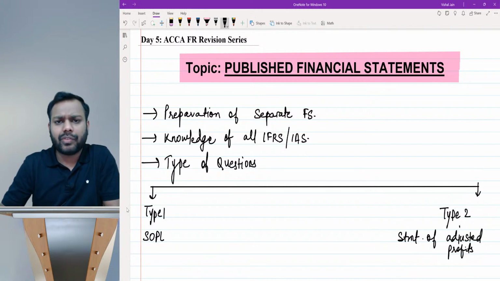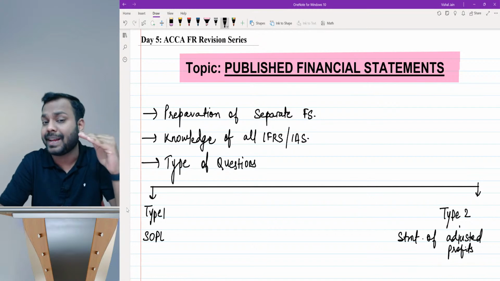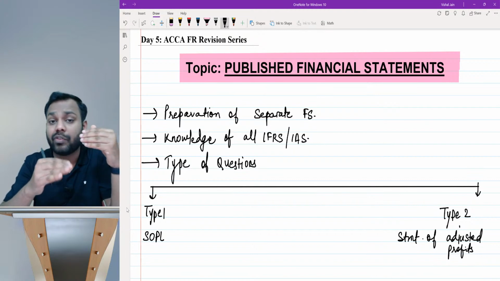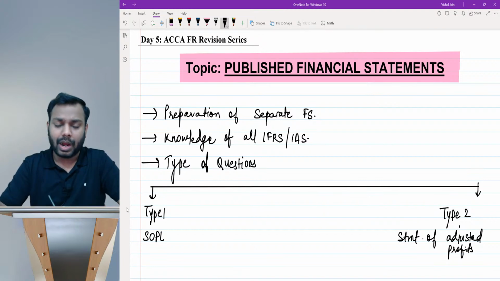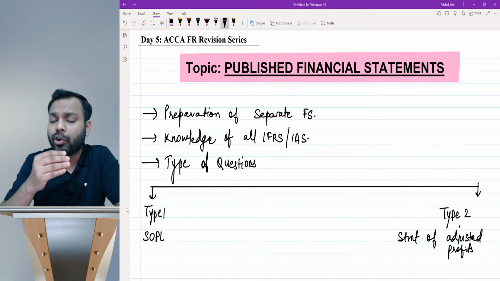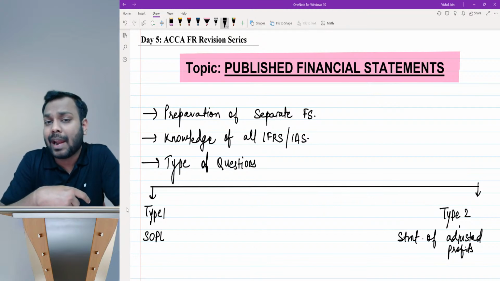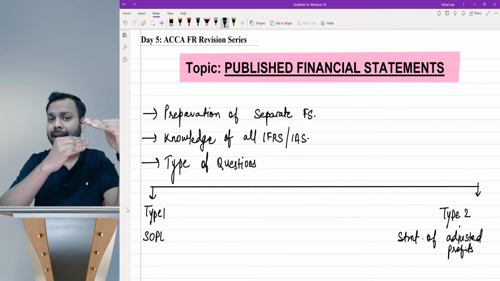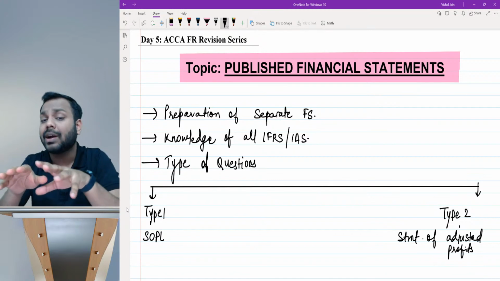In type 1, the question will ask you to prepare the complete SOPL, that is the revenue, cost of sales, gross profit, operating expenses, and then profit from operations. Then you have to deduct finance cost and add investment income, basically the full SOPL. But in type 2, the question will already give you the profit, but there are certain adjustments or rectifications required to that already calculated profit. So we have to start with the profit that is given, make the adjustments given, and then arrive at the correct amount of profit.